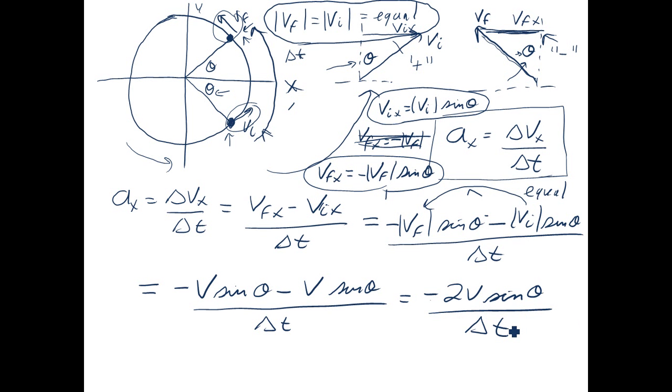So that's a big step. Let's go to the next page. So we have established that a_x is equal to minus 2v sine theta over delta t. Now right now it doesn't look very promising. We're actually looking for an equation here that has 2 v's in it divided by an R. What we're looking for does not have time in it.